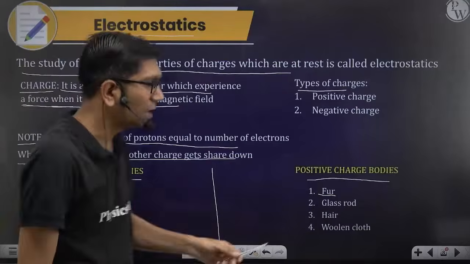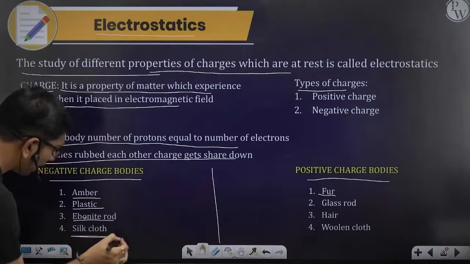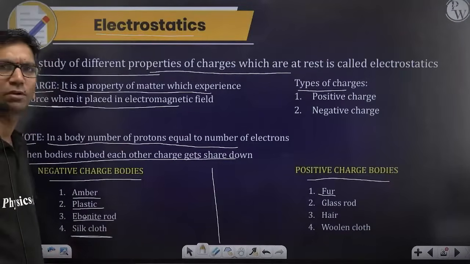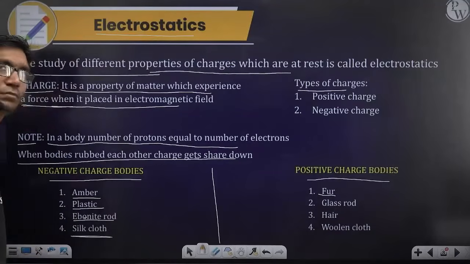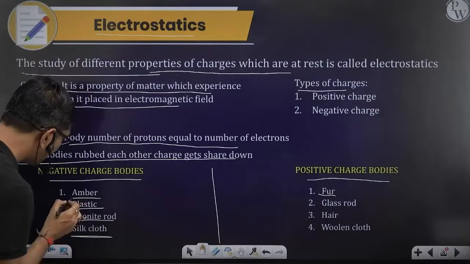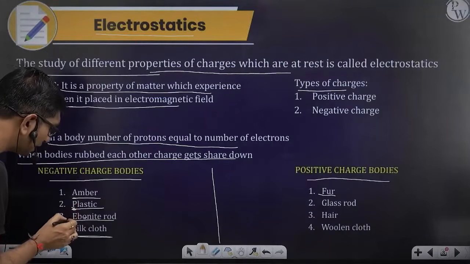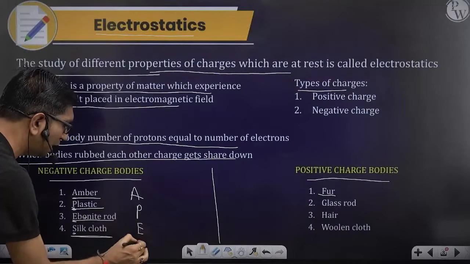Now see here. Amber, plastic rod, ebonite rod, and the silk cloth always become negatively charged, beta. You have to remember this 100%. I will tell you the trick. A for amber, P for plastic, E for ebonite, S for silk. Remember APES. A-P-E-S.